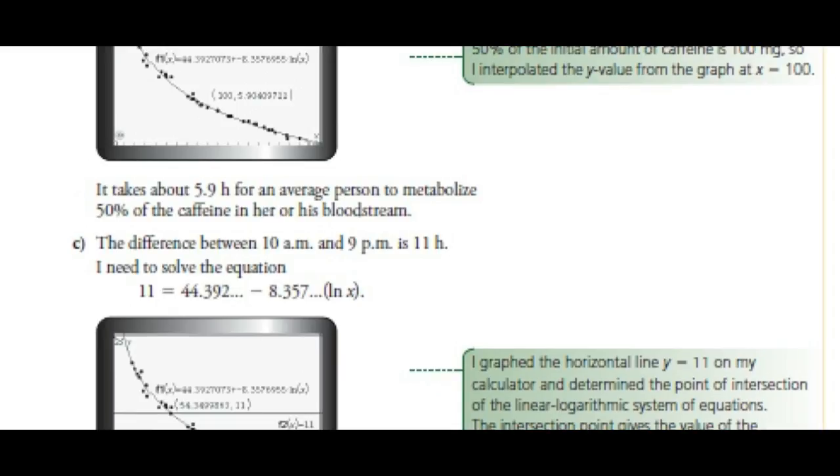I don't know if this is real data. I guess you could look up the rate at which caffeine is metabolized. That's pretty accurate. Is it? That's about a 6 hour half-life. 6 hour half-life. Okay, cool.